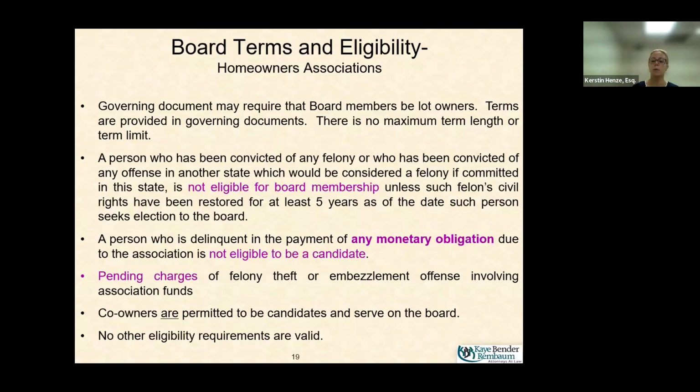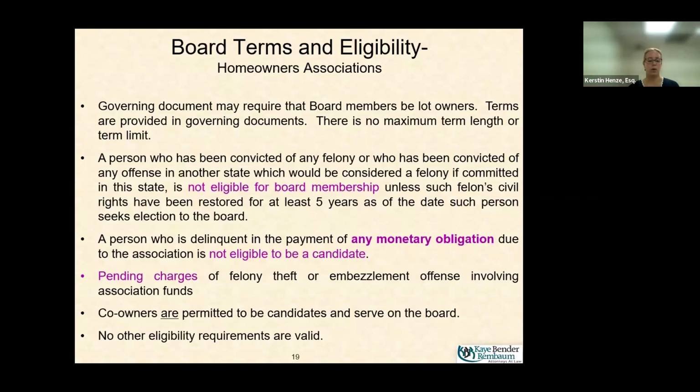And if you are delinquent in the payment of any monetary obligation due to the association, you're also not eligible to be a candidate. Okay, now notice here it's delinquency on any monetary obligation. So with HOAs, if the candidate is delinquent on not only assessments, but any fines or attorney's fees, interest, or administrative fees, or any cost owed to the association, then that would disqualify you.